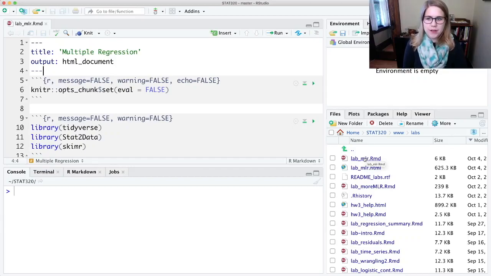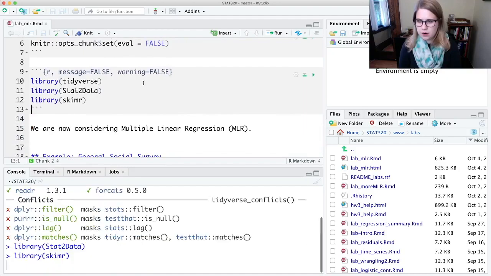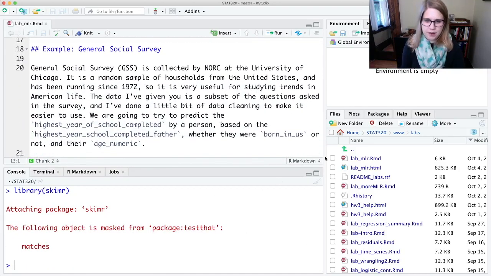Okay, so now we're in RStudio so that we can try some things out. I gave you this lab about multiple regression. Of course, we need our usual packages. And we're going to use this example data that I really like.